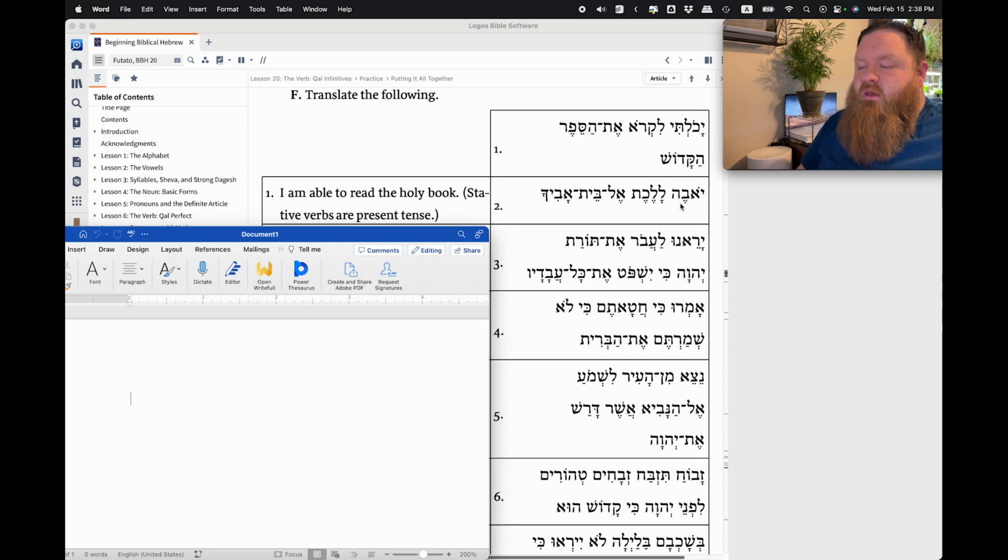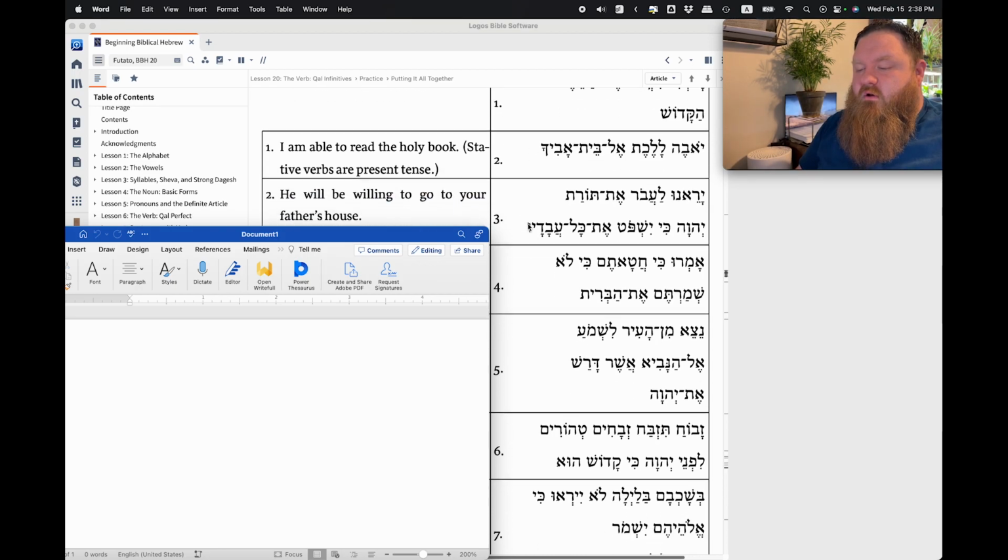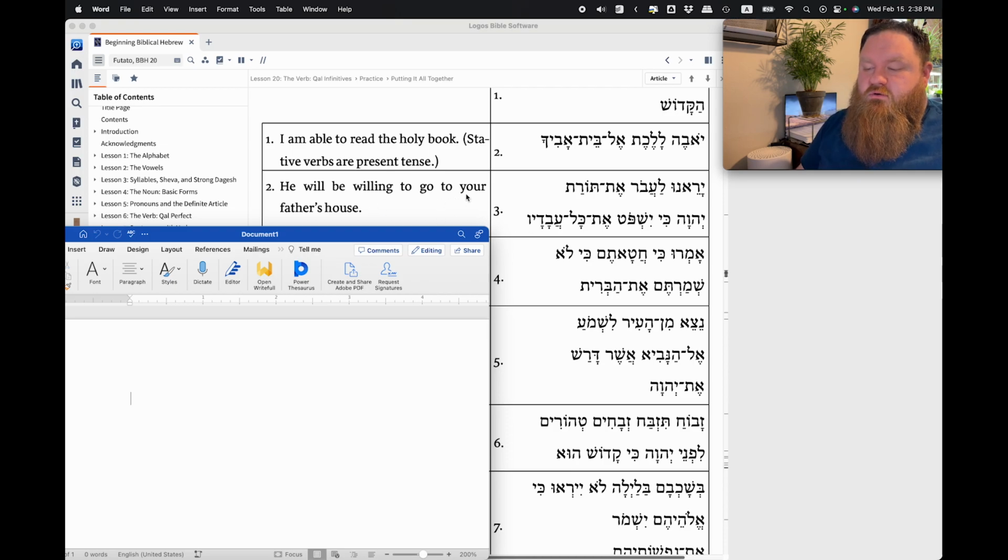So he will be willing to go, or he will want to go to the house, because avicha is definite. Even though it doesn't have a definite article, it's definite because it has a possessive suffix, which makes it definite. So to the house of your father. He will be willing to go to the house of your father. And Futato translates that as to your father's house.